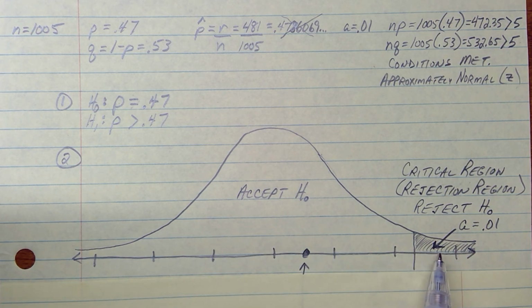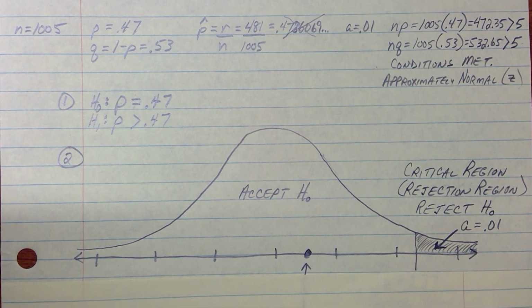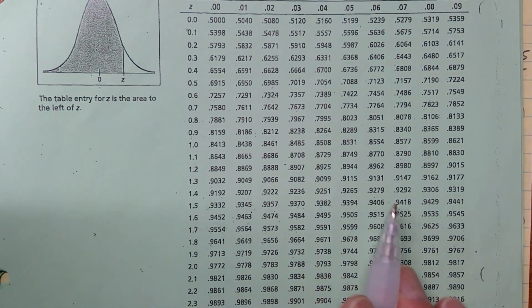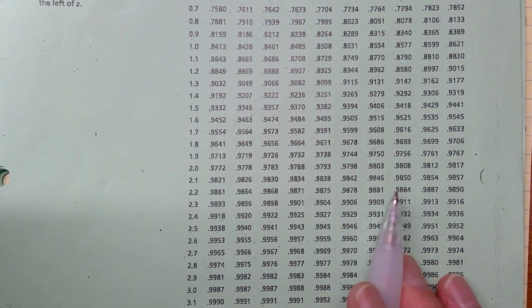So 99% here, 1% there. That's what my alpha is telling me. What I need is the z number that has 99% of the area of the curve to the left. And there's several ways of looking that up. All right, we can look it up the long way here. So I'm looking for an area of 99%.